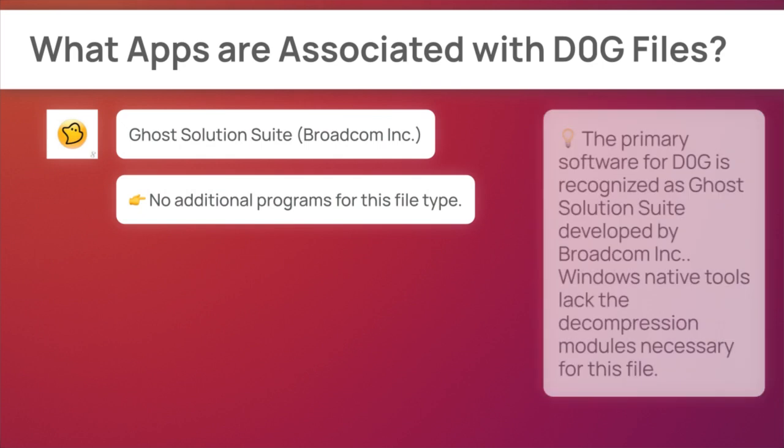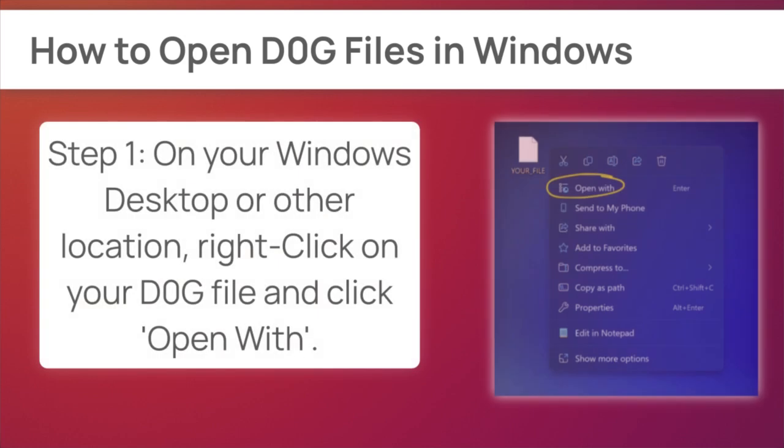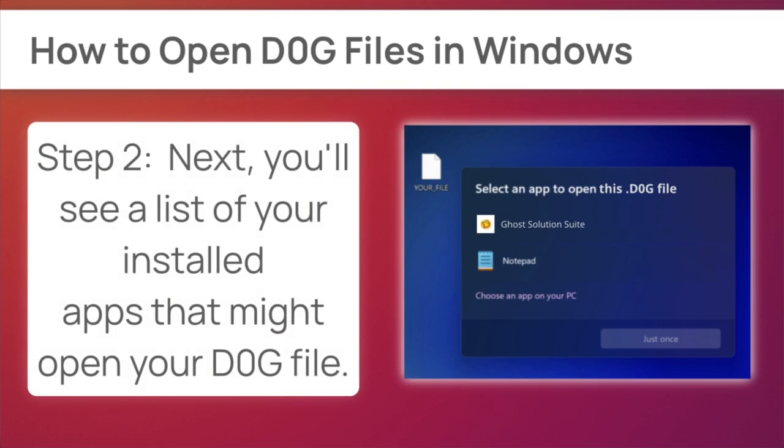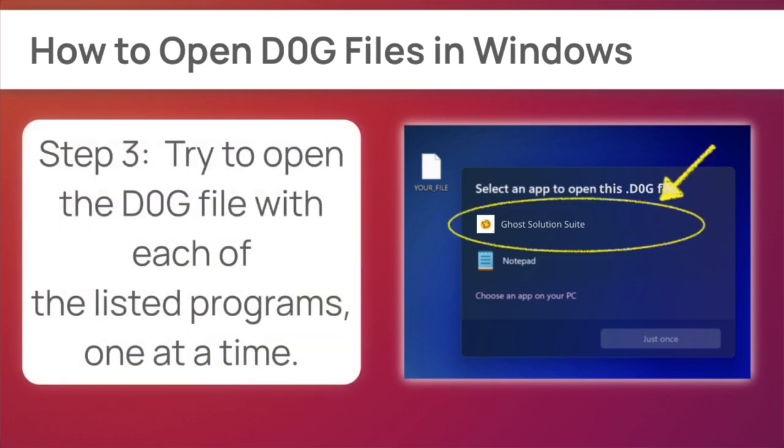Windows native tools lack the decompression modules necessary for this file. Windows offers only a shell-level preview, so full access depends on mounting software. The very first step is to check which program successfully reads the file's header. Right-click the D0G file and click Open With. Test Ghost Solution Suite if present. If it is unavailable, select another program. We need to check every option.